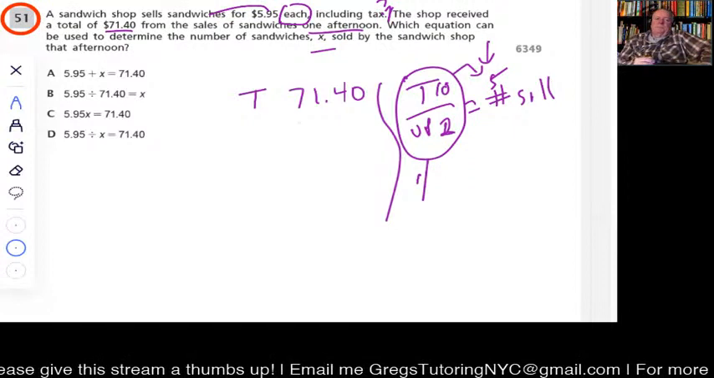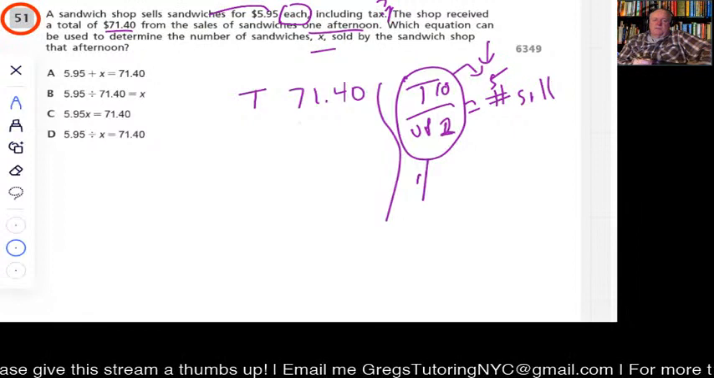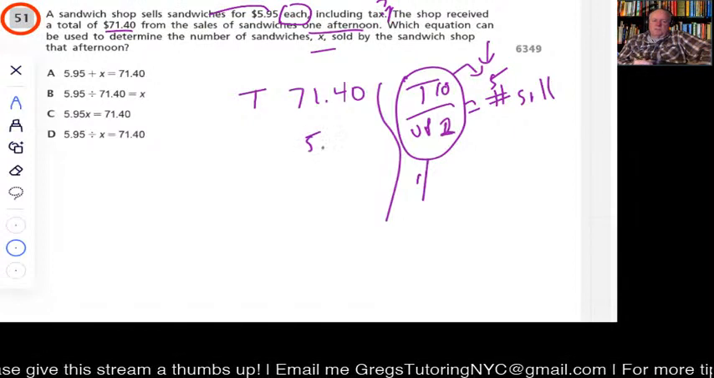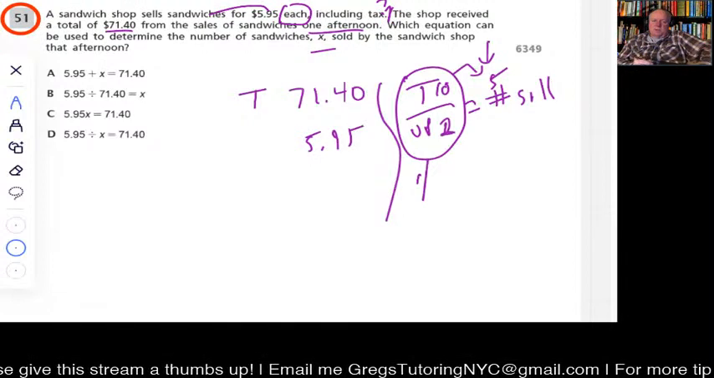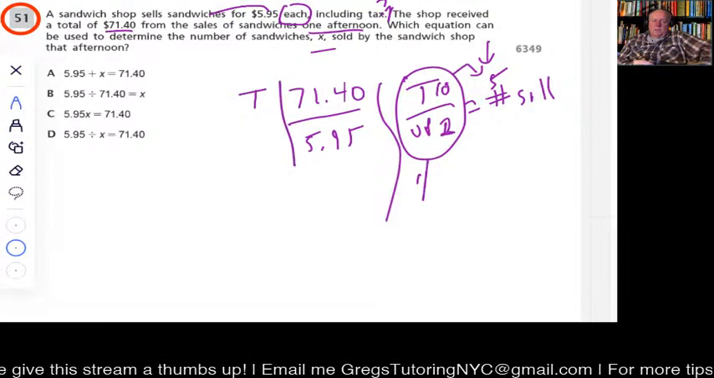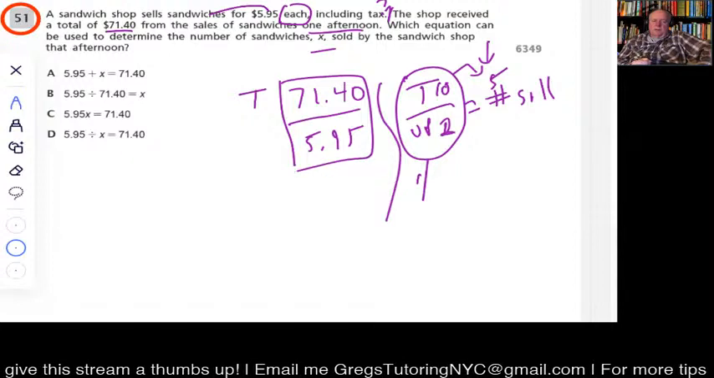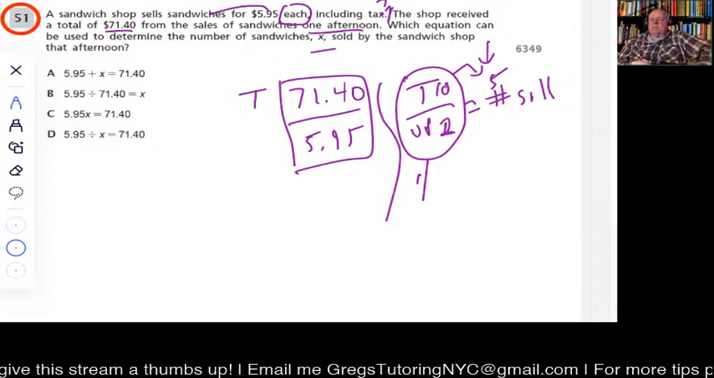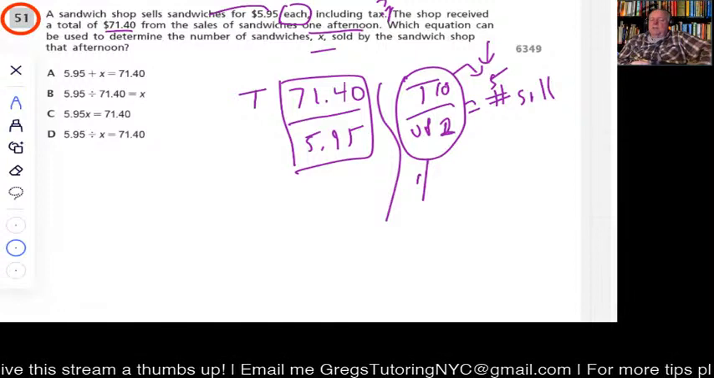Okay? So a sandwich shop sells sandwiches for $5.95. So $5.95 is our unit price. Okay? The shop received a total. So this is what we're shooting for, to give us the number of sandwiches sold. All right? And you can even do an estimate here, like 6, the bottom is around 6 and the top is about 70. All right? So about 11 or 12 sandwiches were sold.